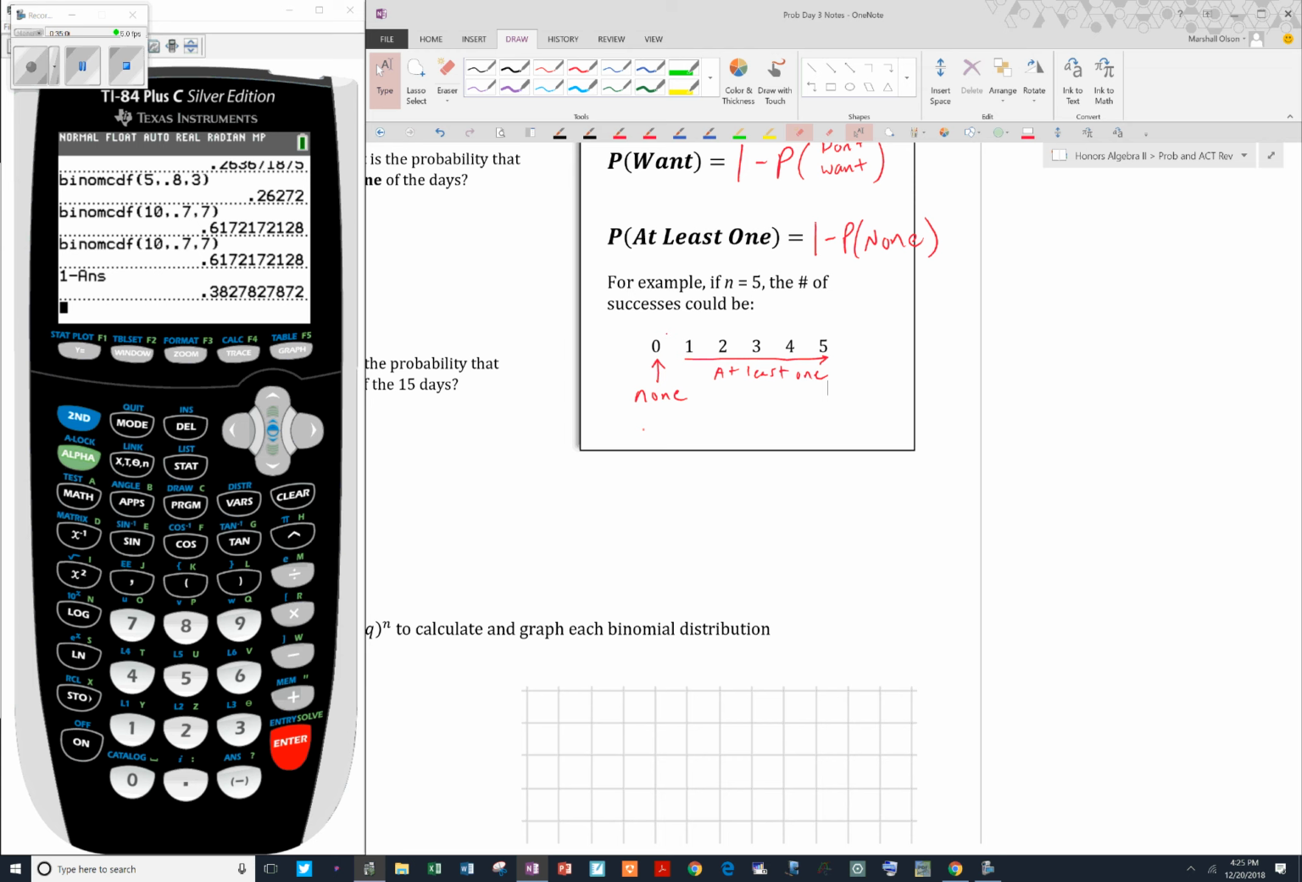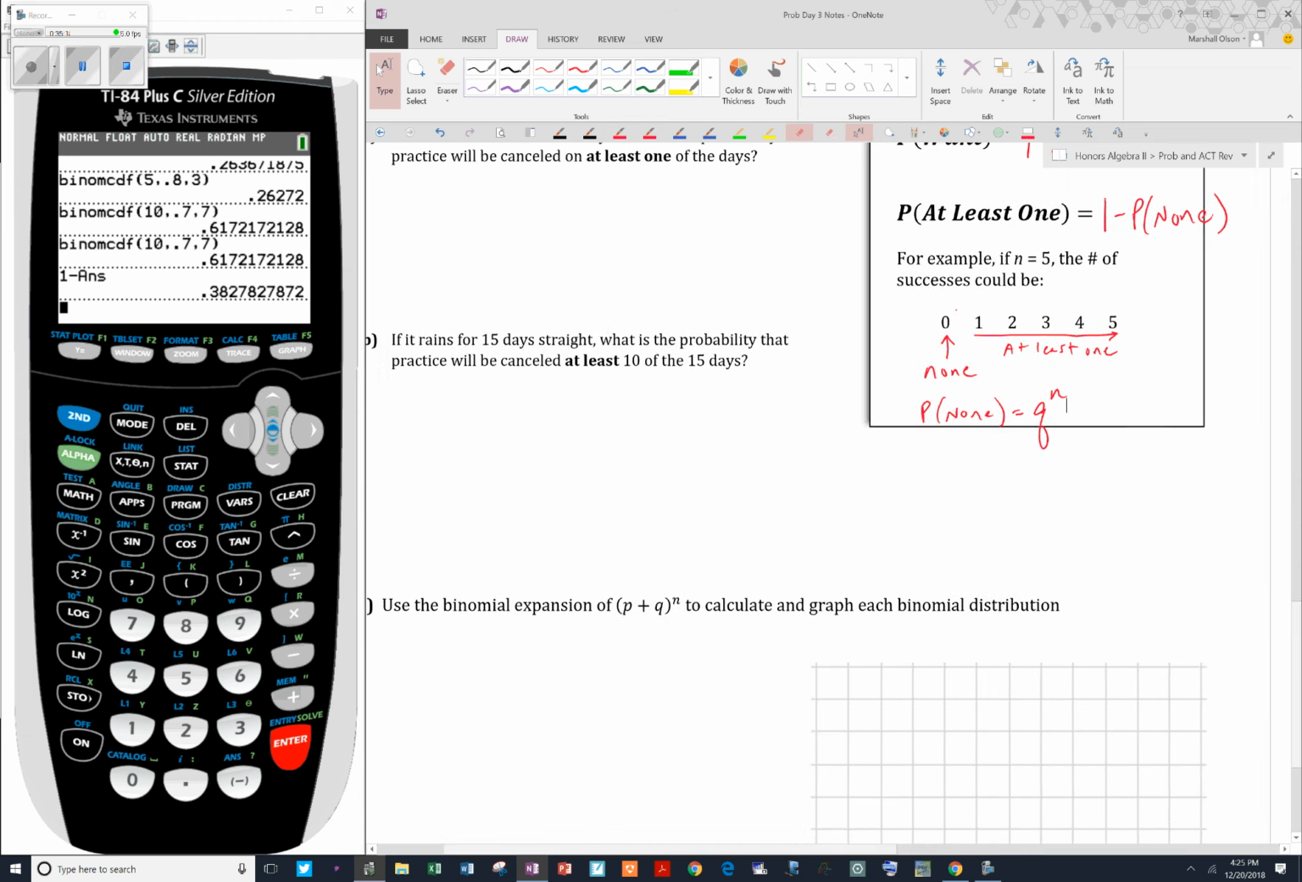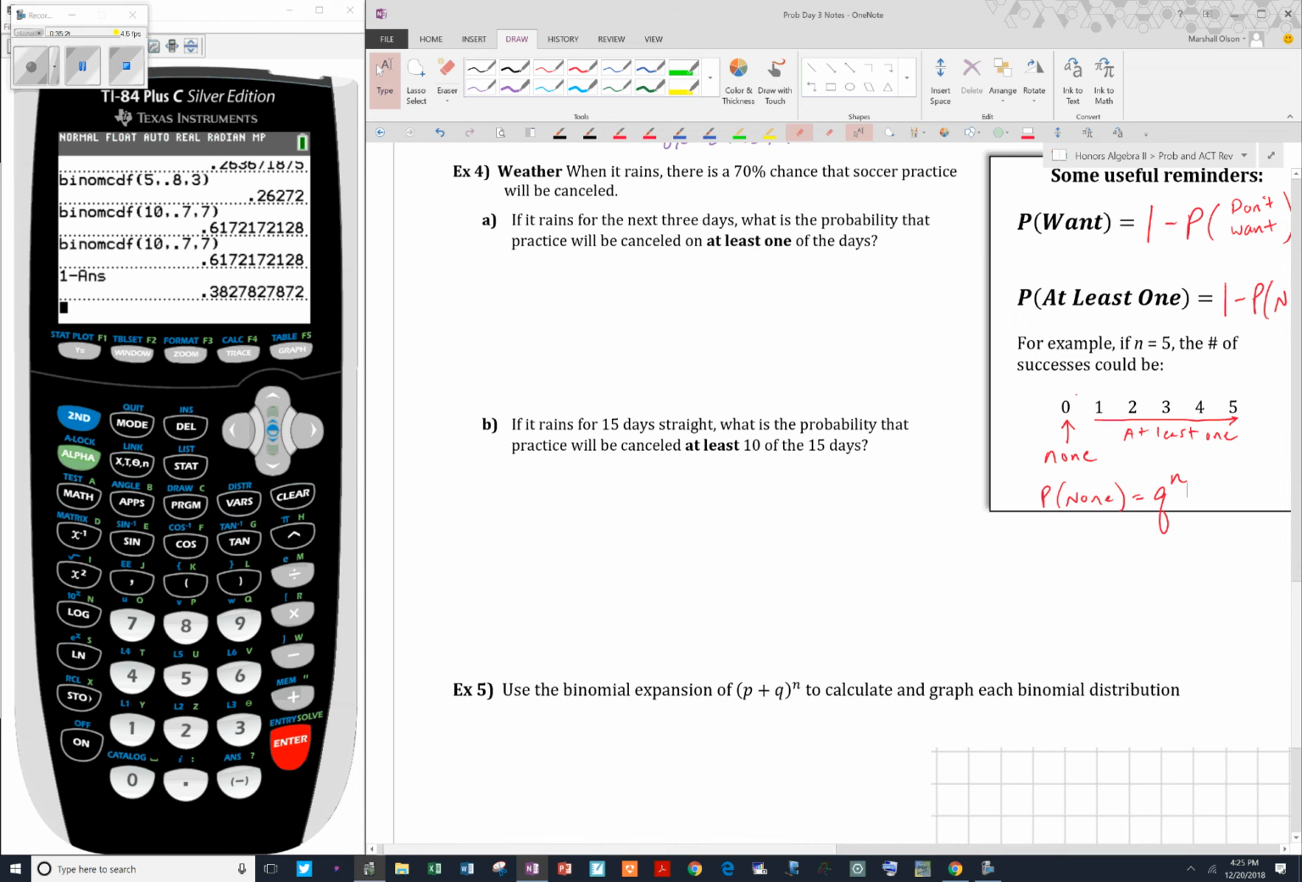Okay, now why is that easy? Because the probability of none is always just the probability of failing all trials, for every single trial, so q to the n. Let's see if we can put that to use here. So this says when it rains, there's a 70% chance that the soccer practice is going to be canceled. If it rains for the next 3 days, so it's going to just rain all 3 days, what is the probability that the practice will be canceled at least one of the days?